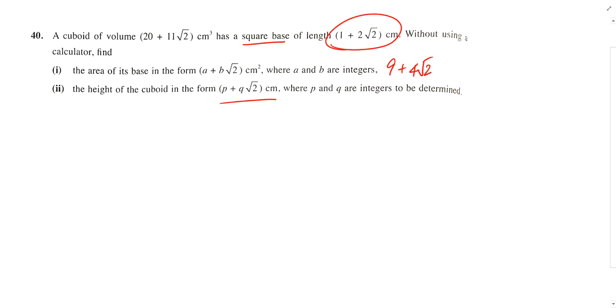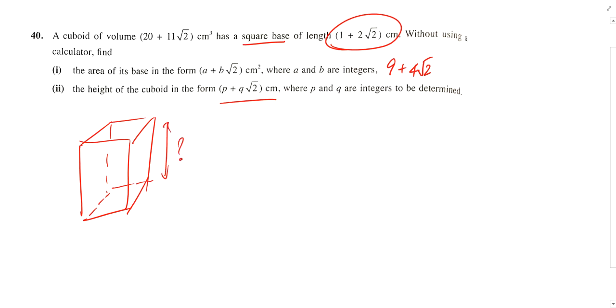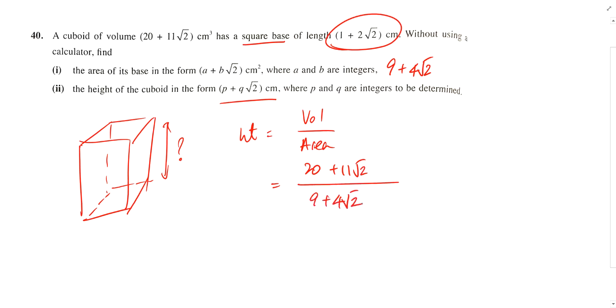In order to find the height, a primary school kid will tell you that the volume is given by the base area times the height, right? So in order to find the height, we take the volume divided by area. So the volume is 20 plus 11 square root 2 divided by the area, which we found to be 9 plus 4 square root 2. Yes, rationalize. Because right now, this is not in the form that they wanted, p plus q square root 2. So to rationalize it, you stick with your pen, put brackets first.